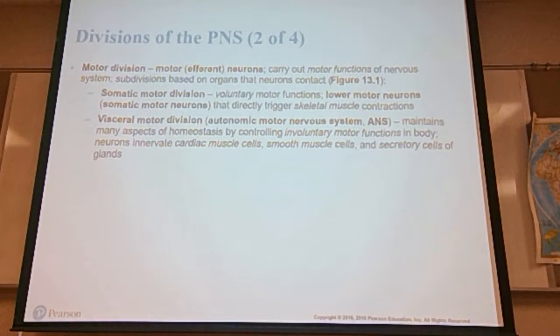The visceral motor division, again, talking more along the lines of our organ systems. The visceral motor division maintains the aspects of homeostasis by controlling involuntary muscle functions of the body. So the somatic division, voluntary motor functions; visceral motor division, involuntary motor functions. The neurons of the visceral system innervate cardiac muscle cells, smooth muscle cells, and those secretory cells in the glands, like the sweat glands and the salivary glands in your mouth.